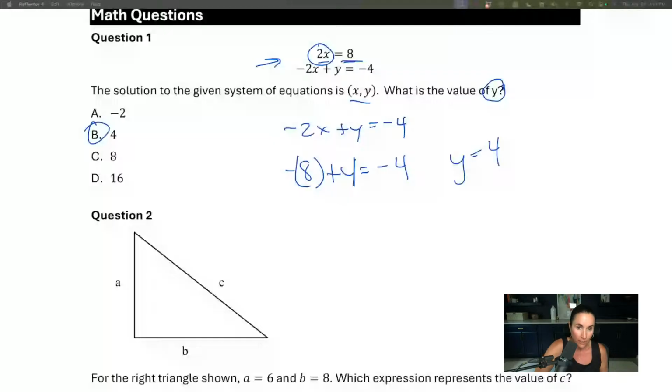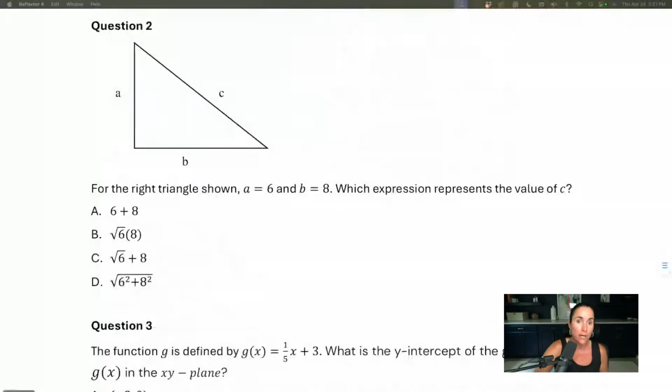I just wanted to move this y equals 4 up here so I can have some room here for my triangle. Okay, there we go. All right. Question 2 is a triangle. We have A, B, C. Typically they'll have this there too. I didn't do that when making this question. I apologize, but it does say for the right triangle shown.